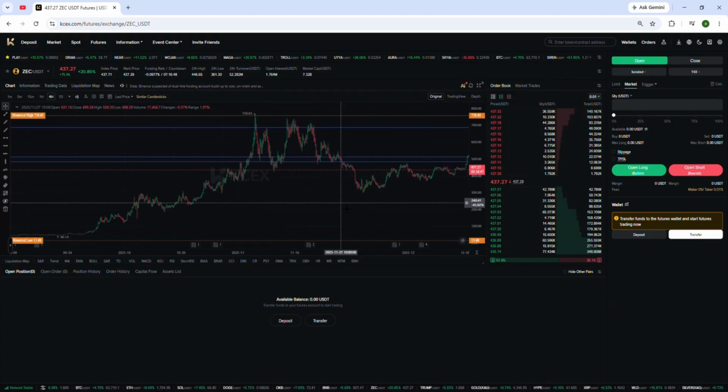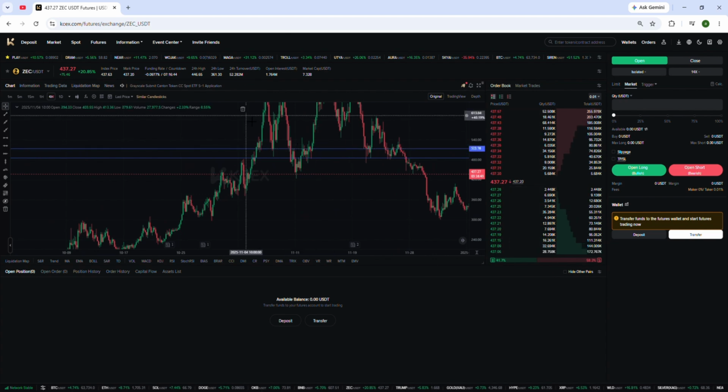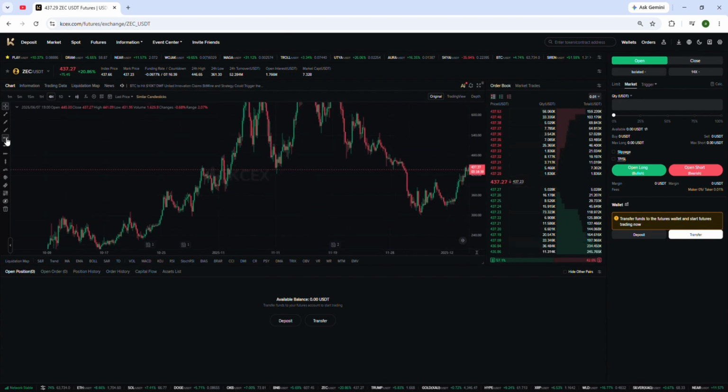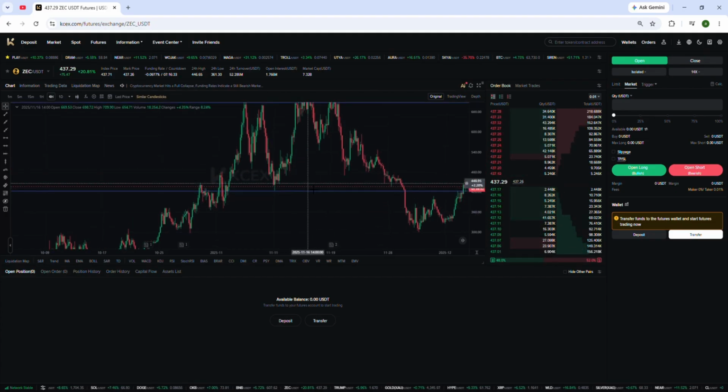Another thing we can actually talk about is support being broke, right? So as you can see, let's delete these lines that we just made. We had this support that was made right here, correct? So as you can see, that support was made.